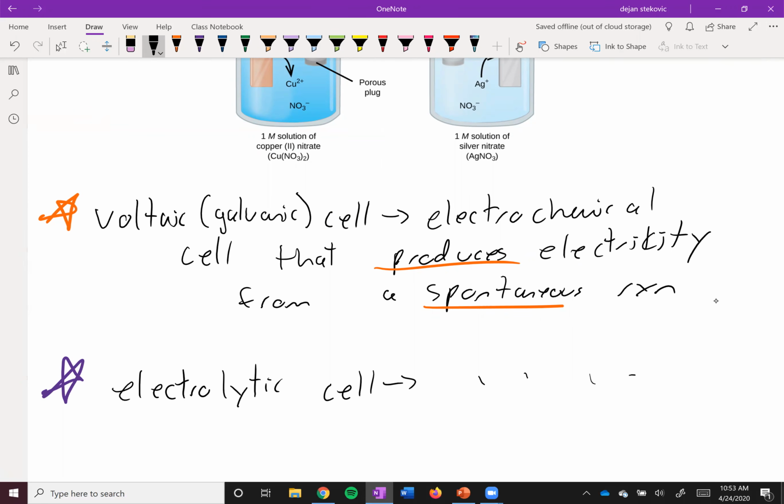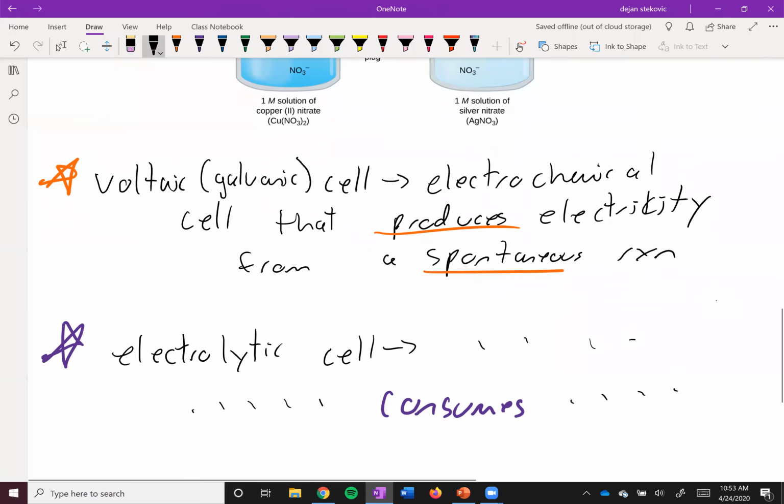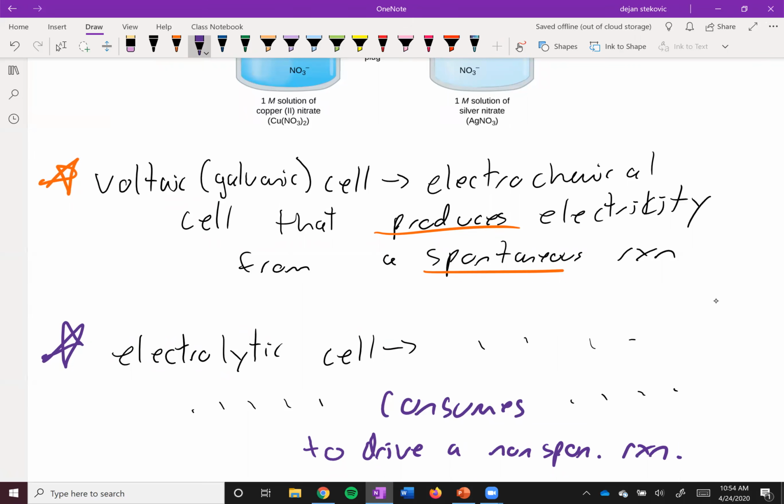It's still an electrochemical cell, but instead of producing, it now consumes electricity. And instead of being from a spontaneous reaction, it's to drive a non-spontaneous reaction. So still Gibbs free energy, still thermodynamics, just a different application of it.